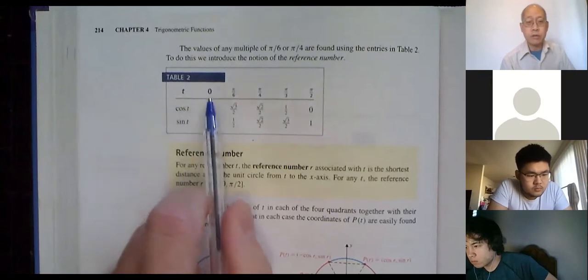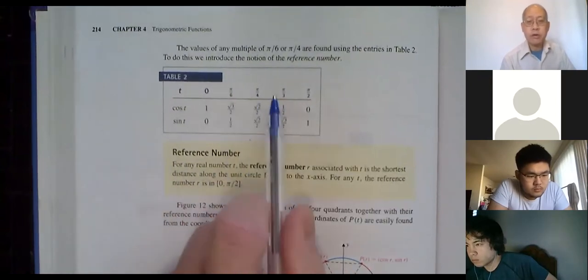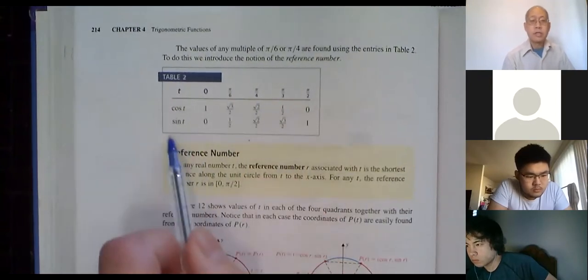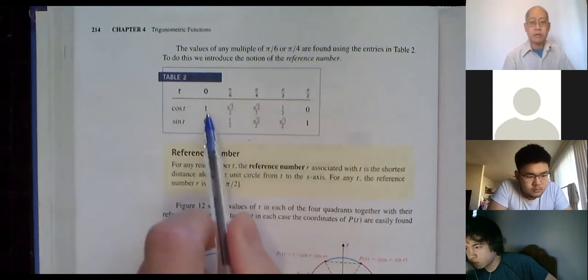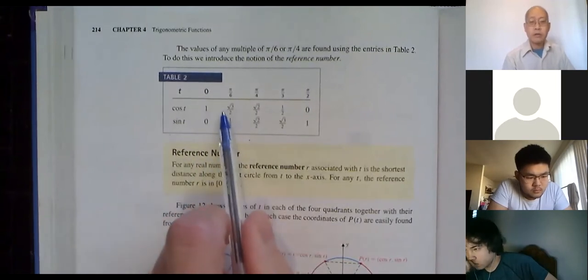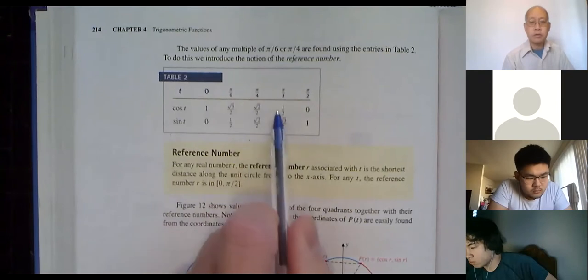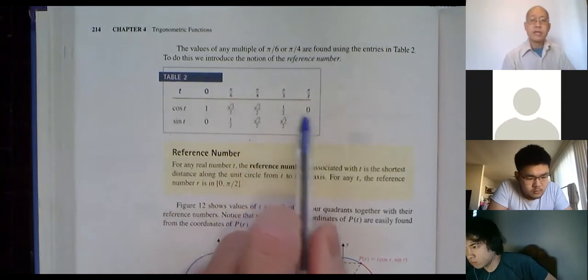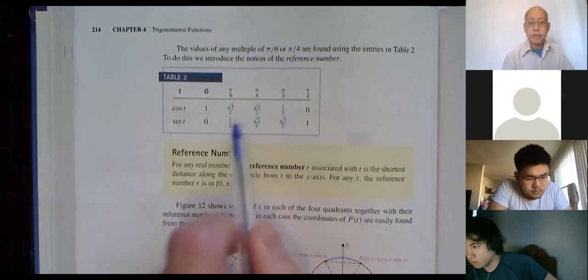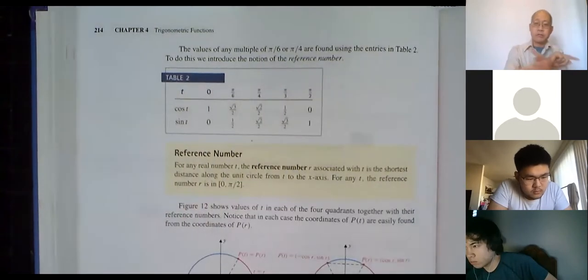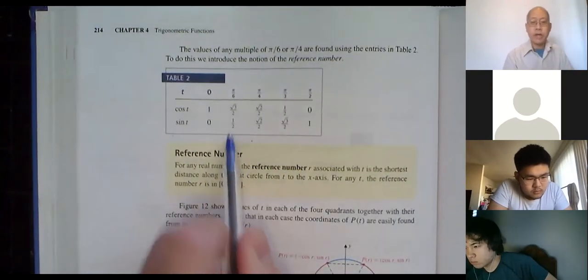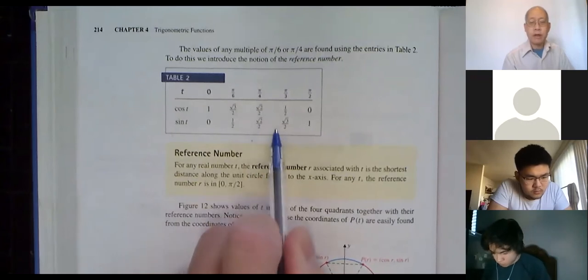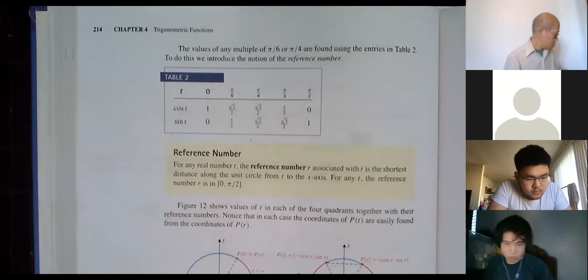Cosine of 0, pi over 6, pi over 4, pi over 3, pi over 2, and sine of the same angle. So 1, radical 3 over 2, radical 2 over 2, 1/2, 0. The sine just reverses. It's like take all of these numbers and put them backwards: 0, 1/2, radical 2 over 2, radical 3 over 2, 1.